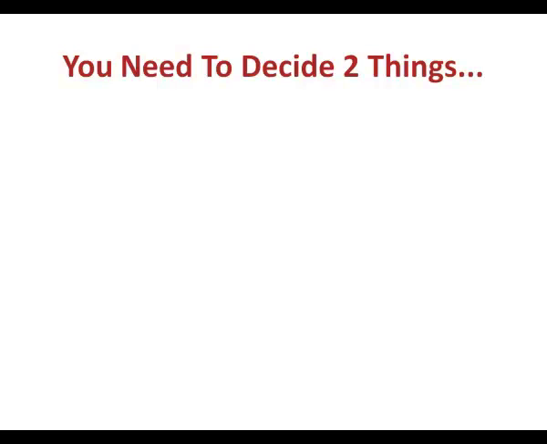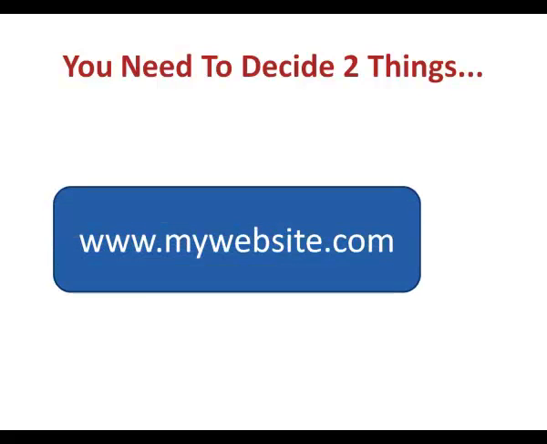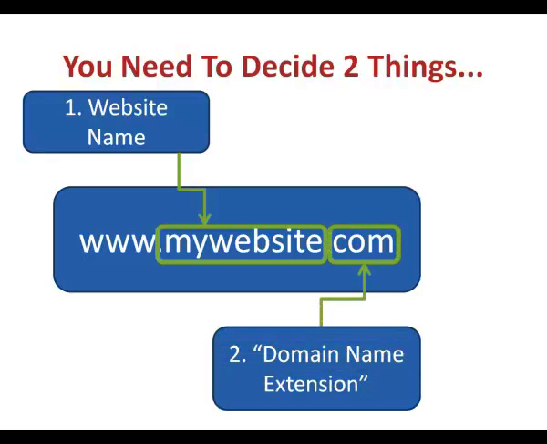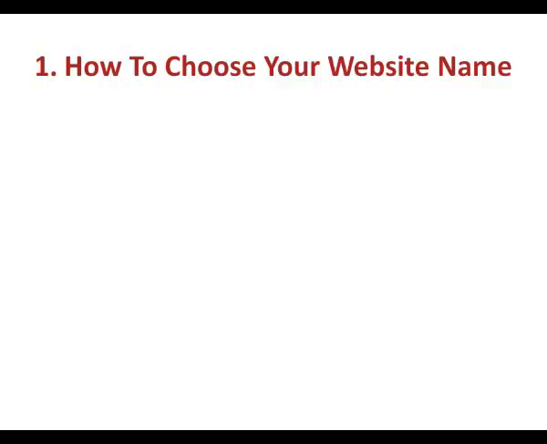Basically, you need to decide two things when you're naming your website. Let's look at an example, www.mywebsite.com. The first thing you need to decide is the actual website name. The second thing that you need to decide is the domain name extension, which is obviously in this example .com. It could be .net or .org, and that's what I'm going to tell you about in this video. So firstly, how to choose your website name.